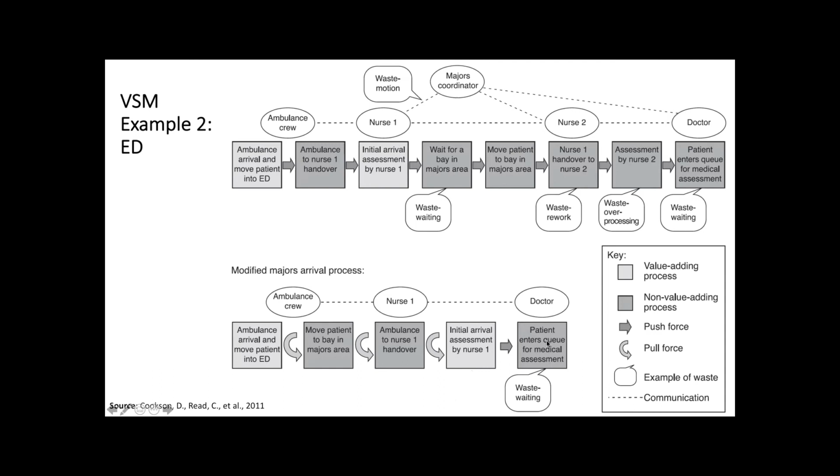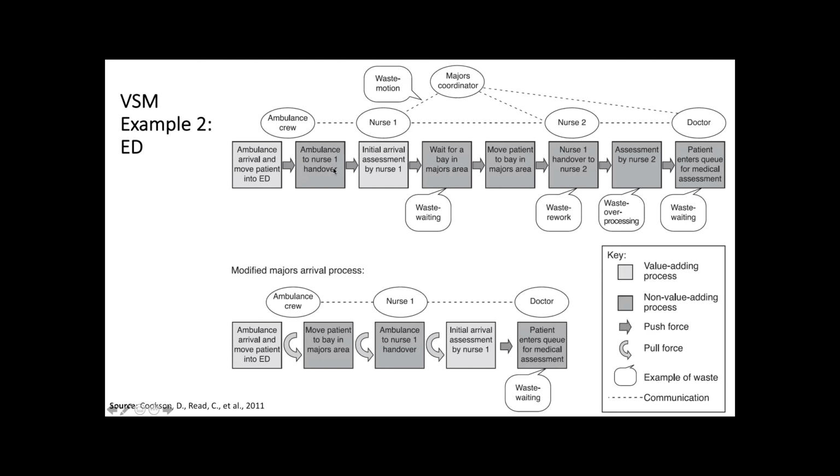Okay, and as you can see here in both the current state and the future state, on top of the operation, if there is a resource that we use to perform that operation, that is also written. So here we need one nurse, here we need one nurse, here we need a doctor. So this shows which of these operations need a resource.